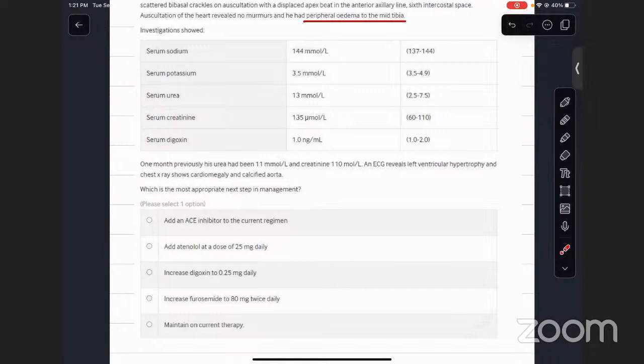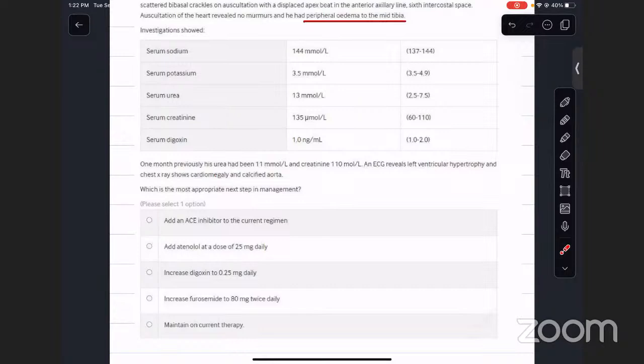So the important thing is potassium. If potassium is more than 5 millimole per liter, ACE inhibitor is contraindicated. Okay, so here potassium is 3.5 millimole per liter, and still the urea and creatinine are elevated. That will be because of cardiorenal syndrome. Because of reduced cardiac output, there will be reduced urinary excretion of urea and creatinine and so they show this value.